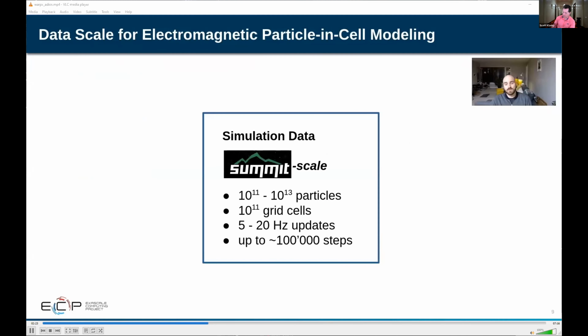To give you an overview of the data size that we're talking about, on the simulation scale of WarpX, or generally electromagnetic particle-in-cell modeling at Summit scale, we're talking about the order of 10^11 to 10^13 particles, 10^11 grid cells, updates in the range of 5 to 20 Hertz, and up to roughly 100,000 time steps, which is quite a lot of data. So we can think of a petabyte per simulation easily, and more.